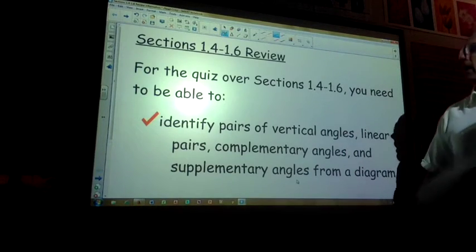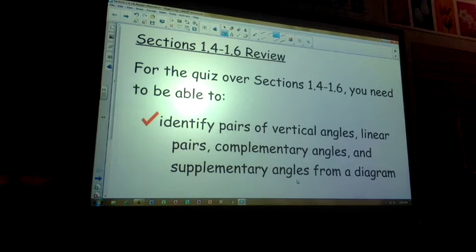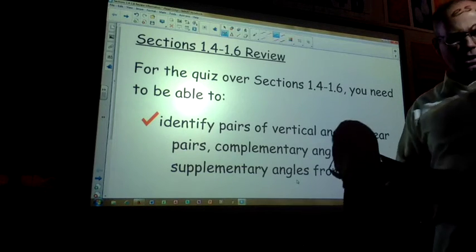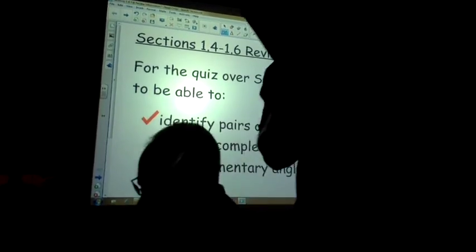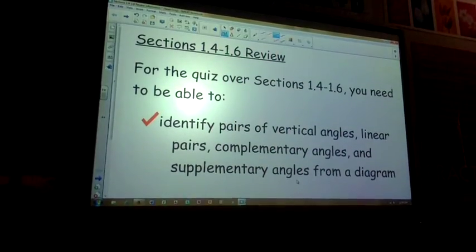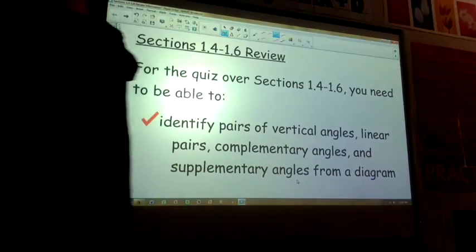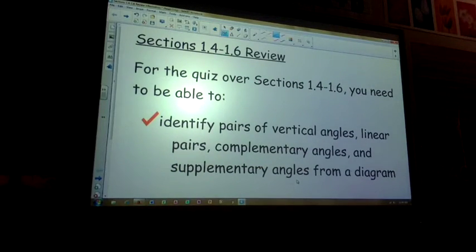Okay, and then just real quick, sections 1.4 to 1.6 review. Okay, I think you're okay. Identify pairs of vertical angles, linear pairs, complementary angles, and supplementary angles. So those are some things that you'll need to do. And I'll hand these out to you as notes. If there are any quick questions, we can answer those. If not, I'm just kind of running through these.